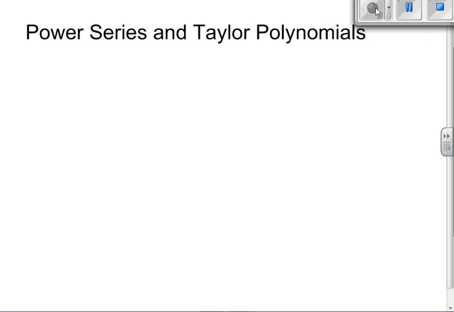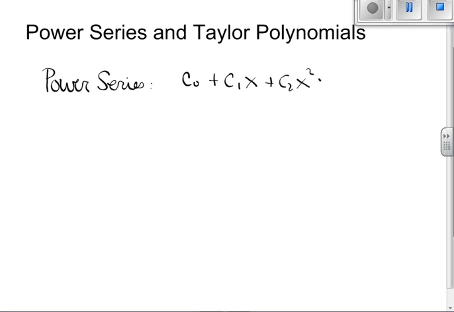What is a power series? It's a series where all the terms are made up of powers. So it would be like this: C0 plus C1x plus C2 x squared, etc. This is centered at the origin. So you build it at the origin.